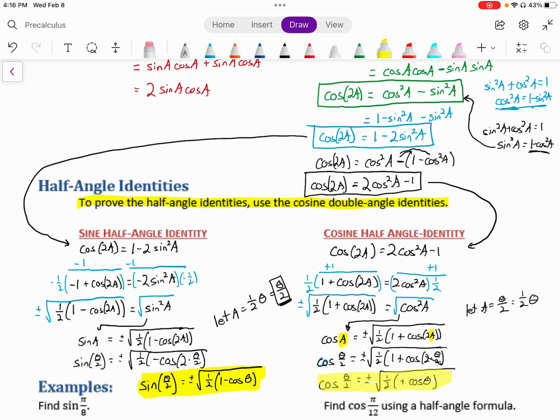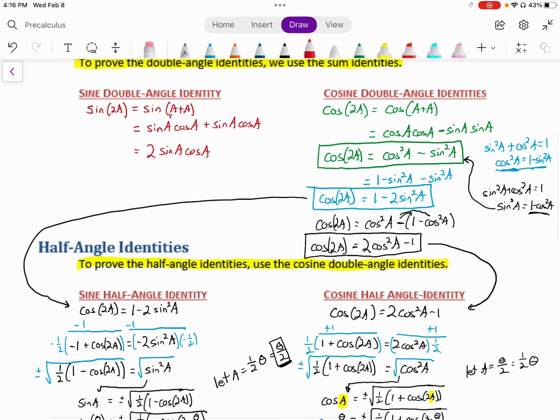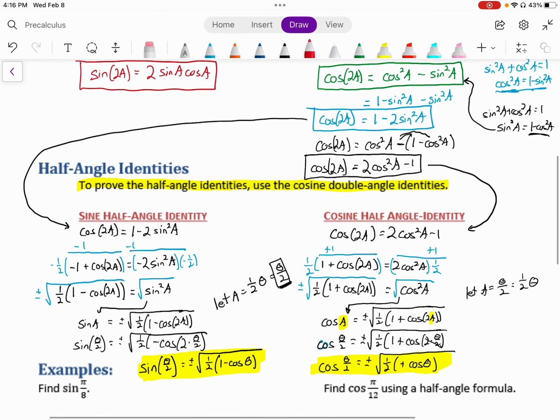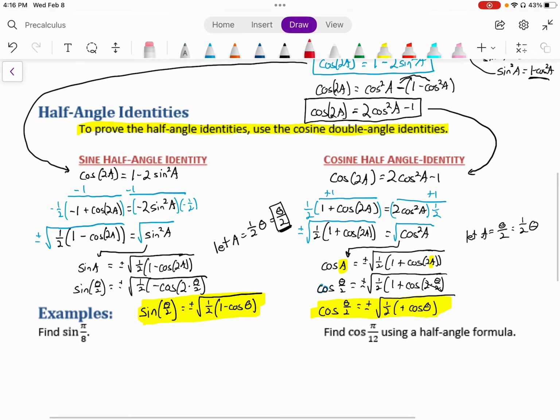So we developed those 2 identities. So in this lesson so far, we have learned the double angle identity for sine, 3 variations of the double angle identity for cosine, and then we use those to help us get the half angle identity for both sine and cosine.